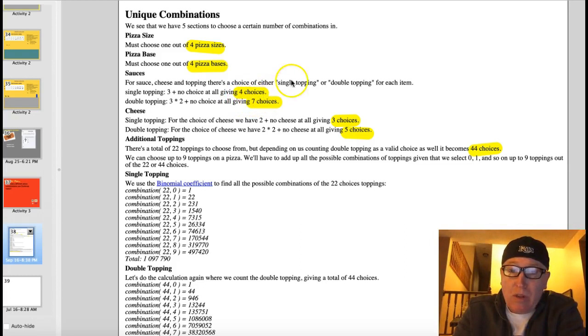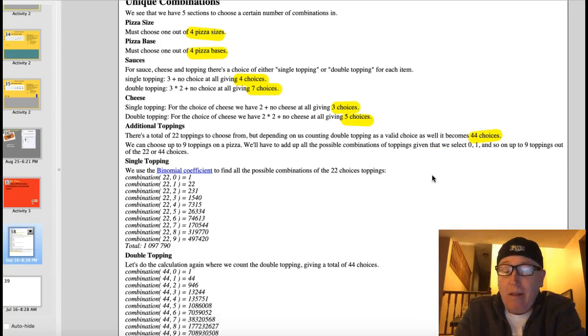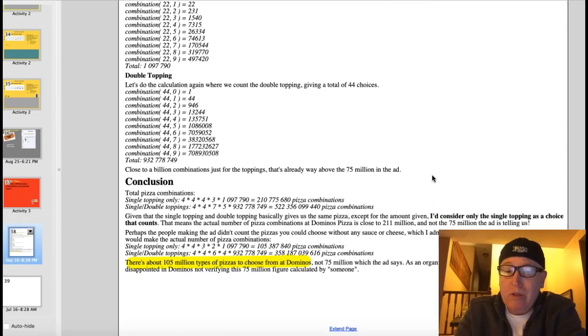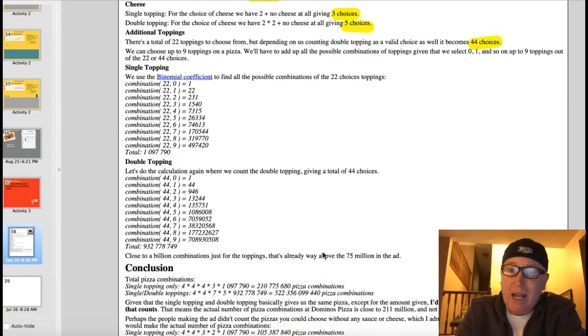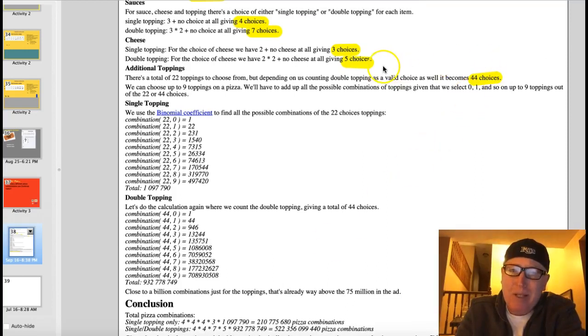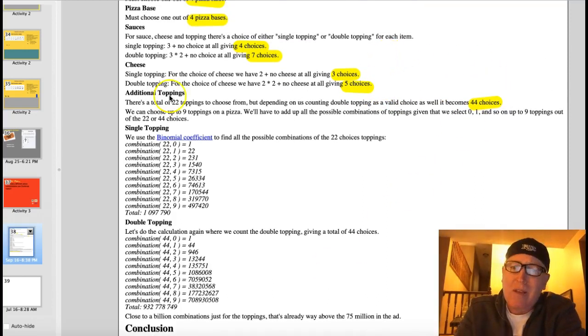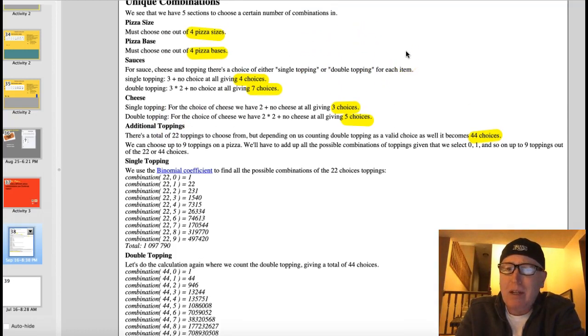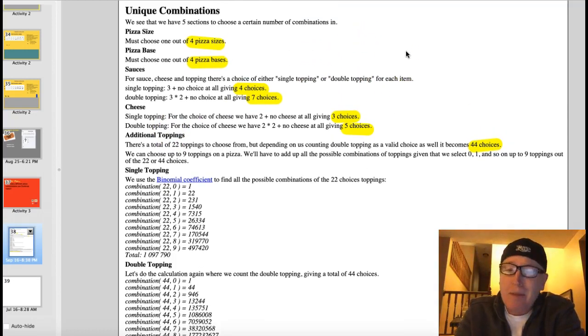For double toppings, you can add 4 choices. For cheese, there's 3 choices. I mean, there's something like 44 different topping choices. It just gets incredible. I used to think it was 75 million, but there's actually about 105 million different types of pizza to choose from at Domino's when you factor in all the different toppings, the sizes, the sauces, if it's a single topping or double topping. And if it's the double topping of the same topping, jinkies, you could be eating pizza for quite a while.